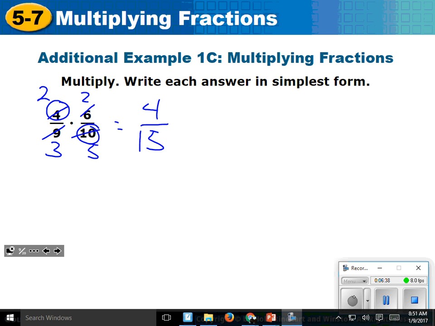Okay? Much easier than recognizing 24 over 90 and trying to reduce it there. I would really check. You are so much better off doing it ahead of time.